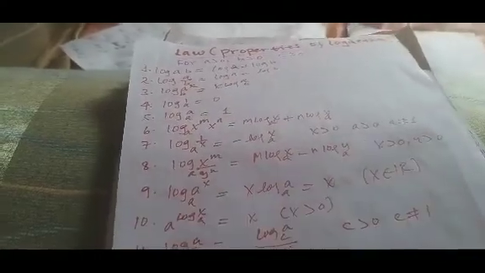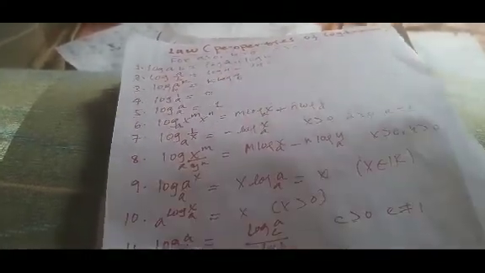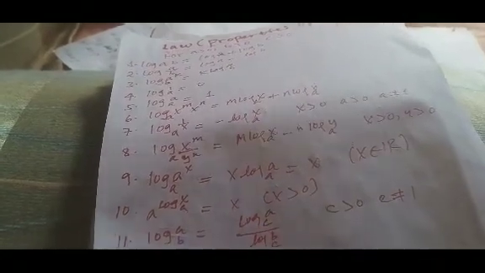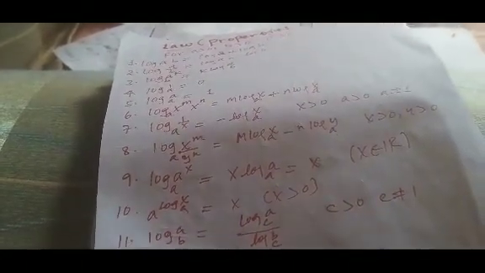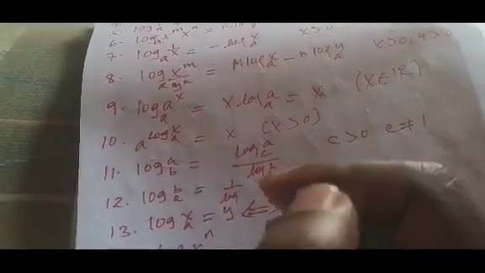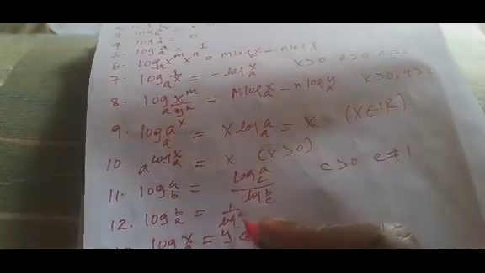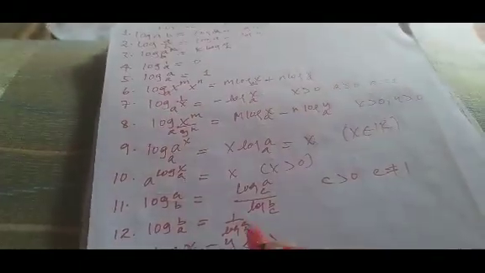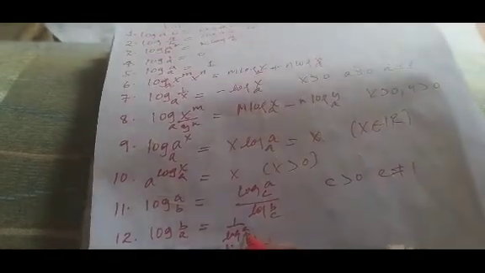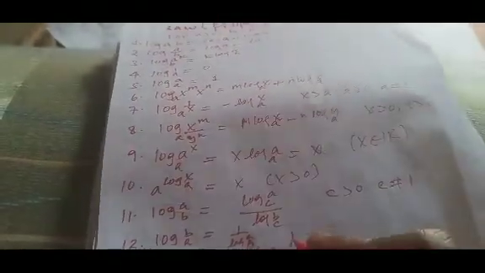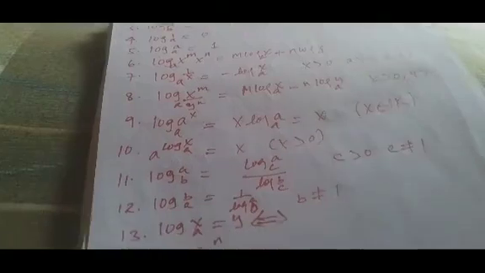So look at number 12. Log of b to the base a is equal to 1 over log of a to the base b. This is true for a greater than 0, b greater than 0, b different from 1.